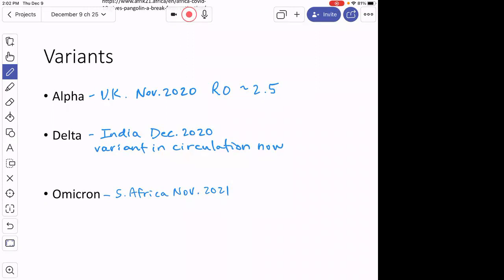We're still trying to figure out how to treat this variant, but it does have 32 mutations in the spike protein from the original cell, so from the original virion. So it has a lot of changes. Early data says that this is even more transmissible, but perhaps a little bit milder disease.